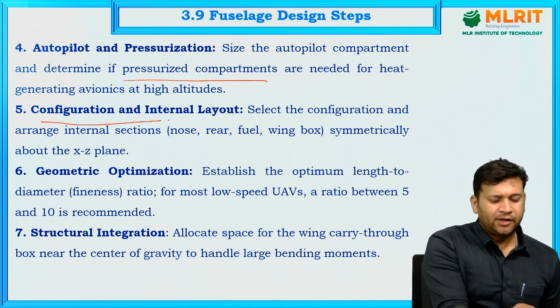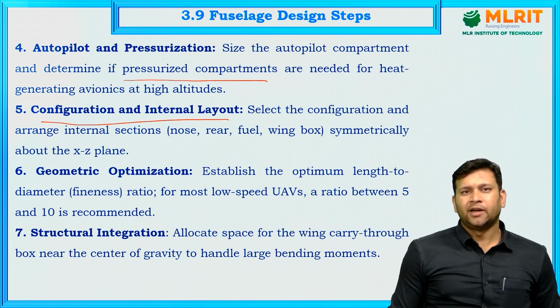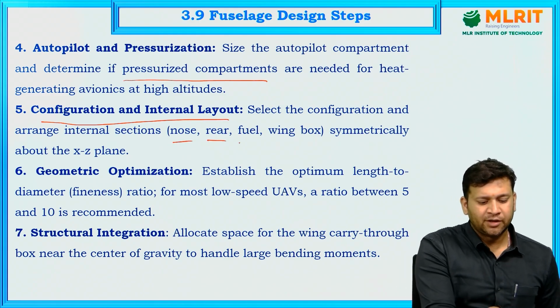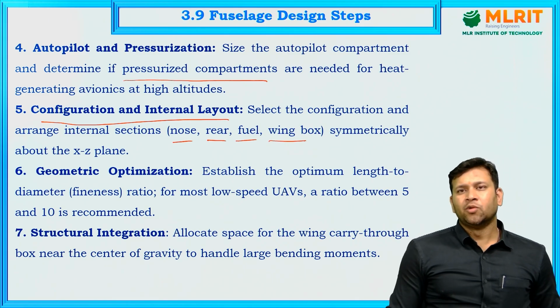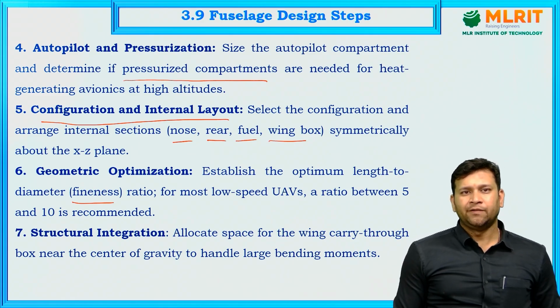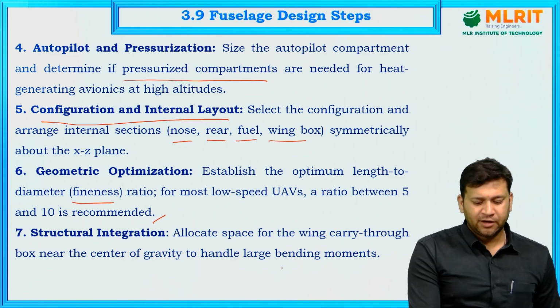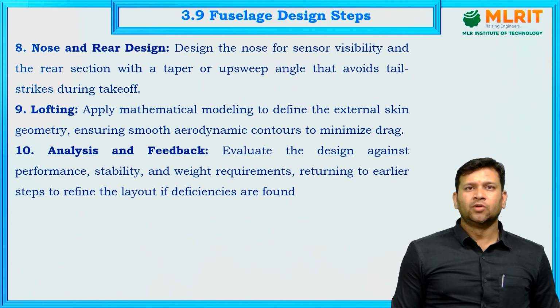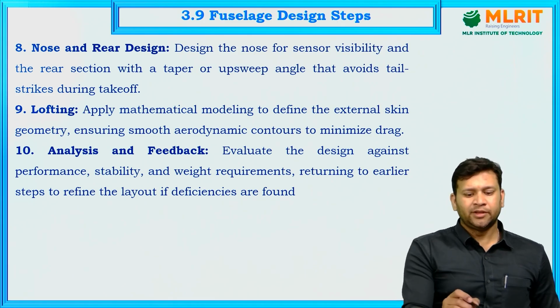The configuration and internal layout. Select the configuration and arrange internal sections such as nose, rear, fuel, and wing box symmetrically about the axis plane. The geometric optimization. Establish the optimum length to diameter ratio, that is the fineness ratio. For most low speed unmanned aerial vehicles, a ratio between 5 and 10 is recommended. The structural integration. Allocate space for the wing carry-through box near the CG to handle large bending moments. Nose and rear design. Design the nose for sensor visibility and the rear section with a taper or upsweep angle that avoids tail strikes during takeoff.